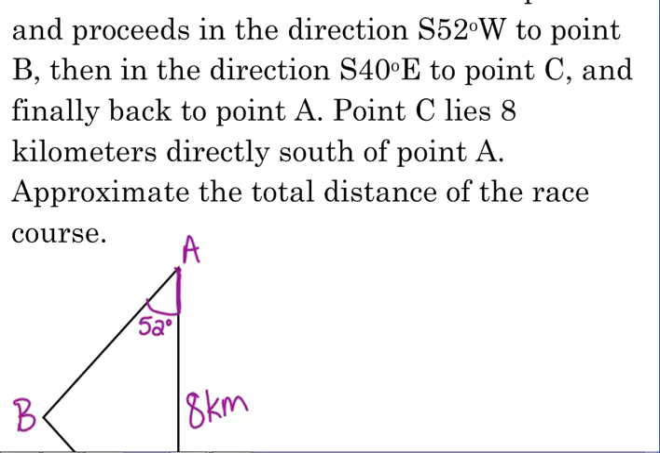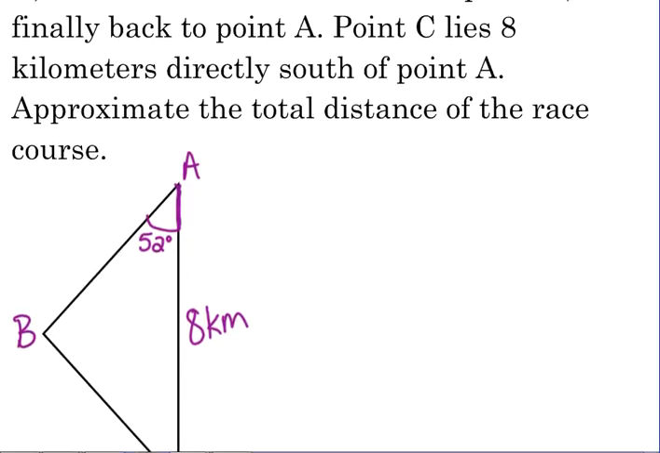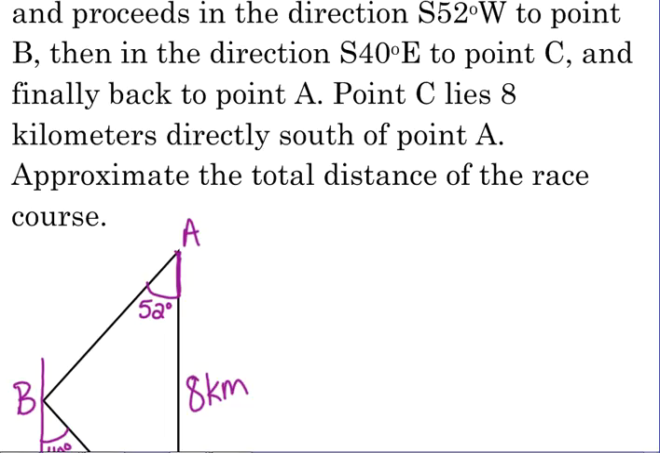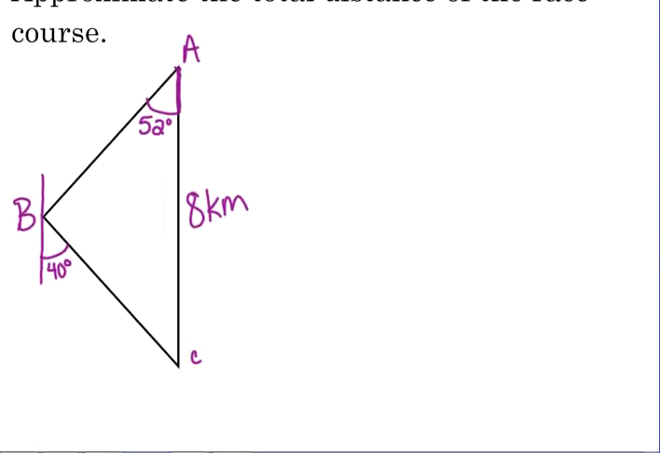Okay, so for example, right here, you're at B, and you go south 40 degrees east to C. So you're starting south, you go 40 degrees towards C. That 40 degrees is not inside that triangle. 40 degrees is outside of the triangle. Okay, that is all the information that they give us, and we got to go from there.